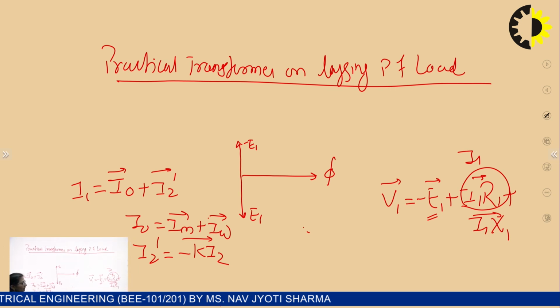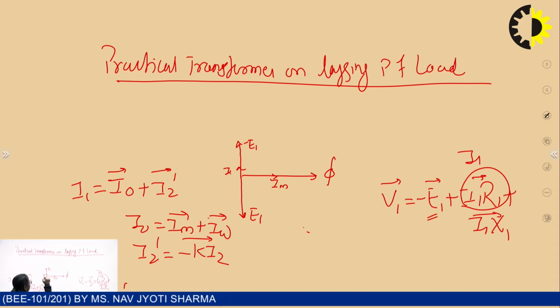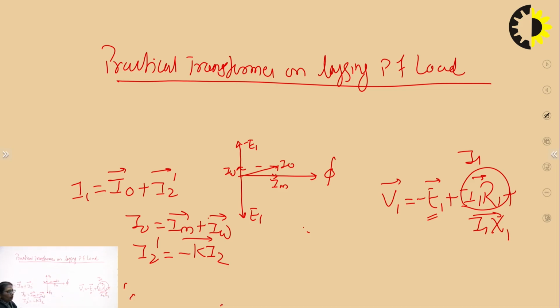So for that, once again, I can plot I0. I0 is the phasor addition of Im and Iw. Okay, so this is I0. Fine. Now I2 dash. And for plotting I2 dash, I require I2. And for plotting I2, I require the loading details, because I2 is the load current. The loading detail is that it is a lagging power factor load. That means I2 will lag the secondary terminal voltage V2 by a certain angle, phi 2.